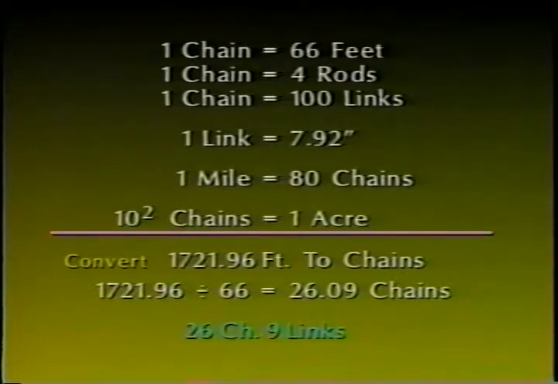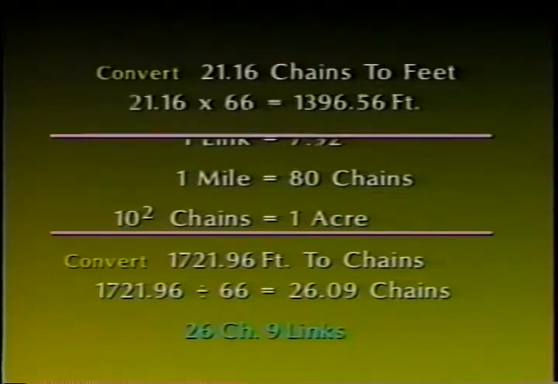During colonial times, the most popular measuring device in the United States was the Gunter's chain. It was 66 feet long and was divided into 100 links, each 7.92 inches in length. As can be seen in this graphic, it was very well suited for surveying work in English units. Converting feet to chains is accomplished by dividing the number of feet by 66. On the graphic, this operation yields 26.09 chains, or 26 chains, 9 links.